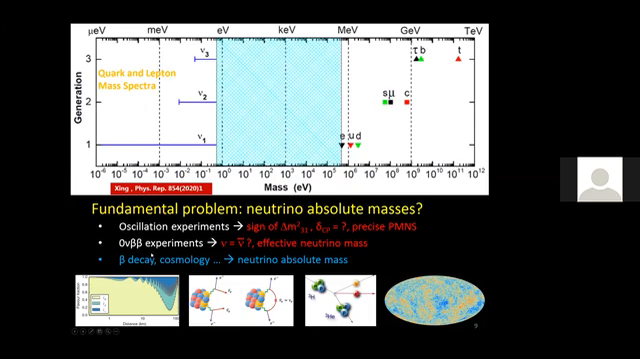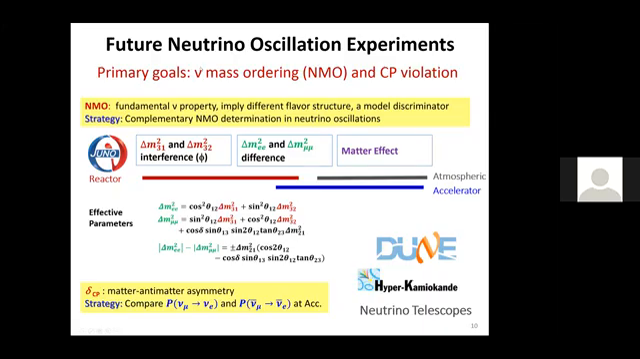If the neutrinos are Dirac, then the only way to measure the lightest neutrino mass is beta decay or cosmological observations. So let's first see the future oscillation experiments. Their primary goal is to determine neutrino mass ordering and the CP violation. Neutrino mass ordering itself is a fundamental property of the neutrinos. The different ordering implies different flavor structure, so it can be a model discriminator.